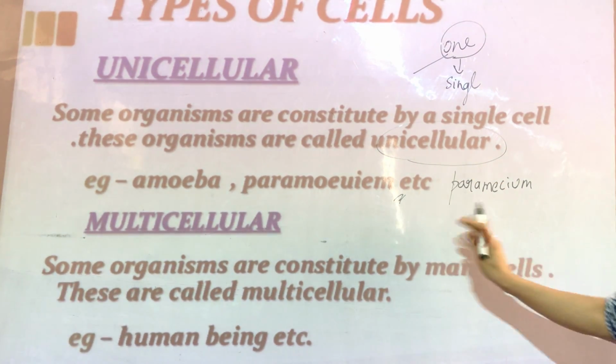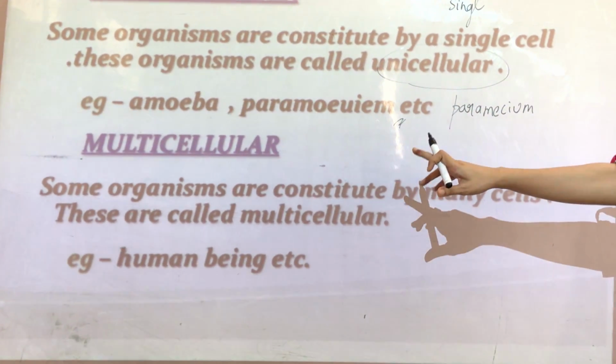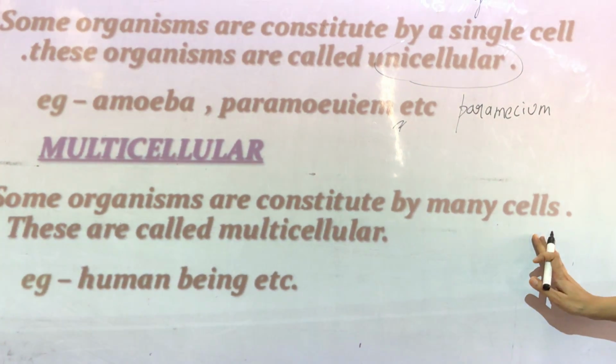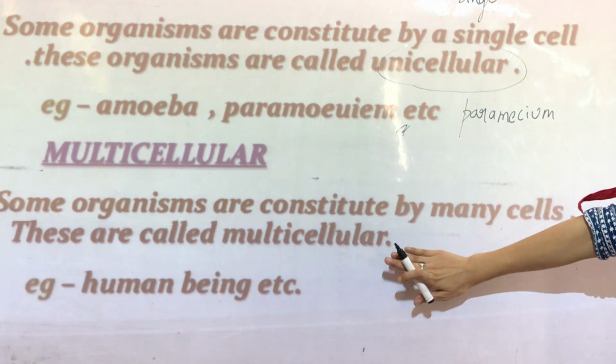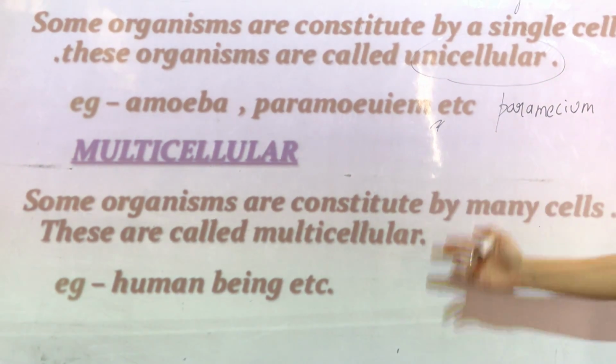P-A-R-A-M-E-C-I-U-M. It's a printing mistake. So paramecium. Okay. Next one are multicellular. Some organisms are constituted by many cells. These organisms are called multicellular. For example, human beings, plants, animals.